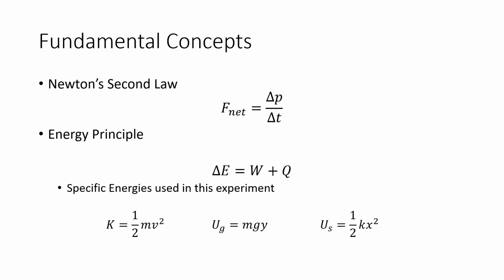Some of the fundamental concepts used in this experiment were Newton's second law, which basically dictates that the sum of all forces on an object is equal to the change in momentum with respect to time. Another concept was the energy principle, which says that the sum of the changes in individual energies is equal to the work done by each individual force, in addition to the change in internal energy of the object. And so the specific energies used in this experiment were kinetic energy, gravitational potential energy, and potential energy of a spring.